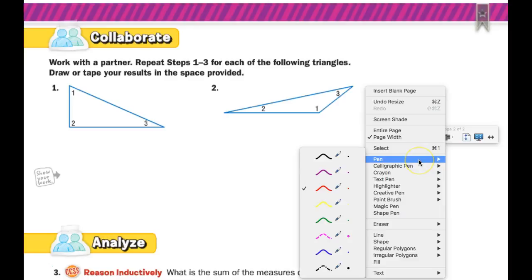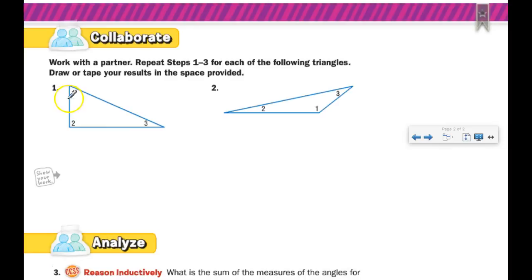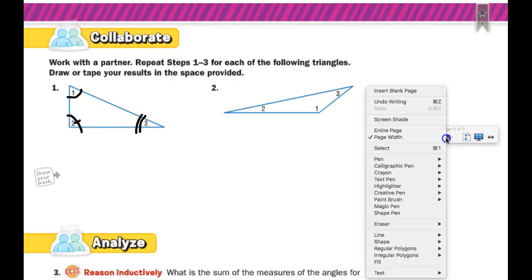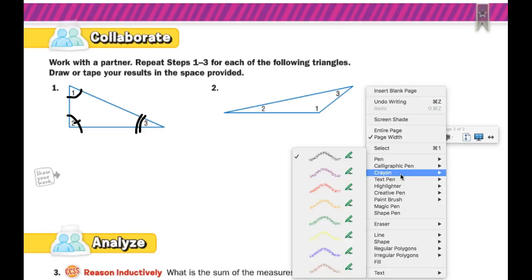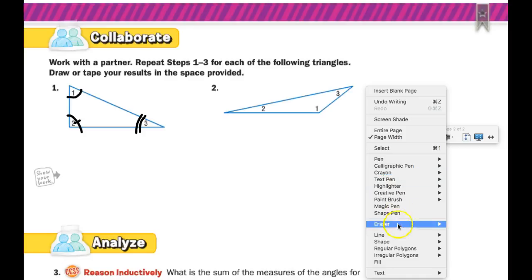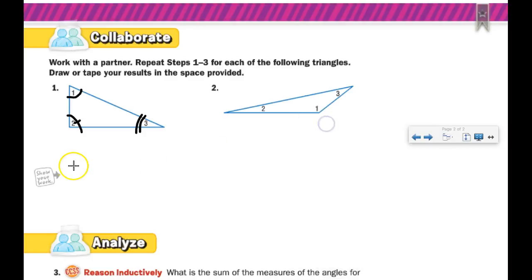It's going to be a little bit challenging, but I want you to measure angle 1, measure angle 2, and measure angle 3. And then we're going to draw these angles in a specific way at the bottom. If you combine those three angles, the same thing is going to happen as on the previous page, which is that you are going to get a straight angle.